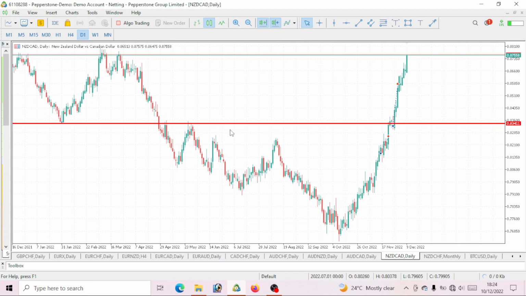So let's take a look at New Zealand dollar CAD, along with New Zealand dollar to Swiss franc. Now we'll start with our New Zealand dollar to CAD.